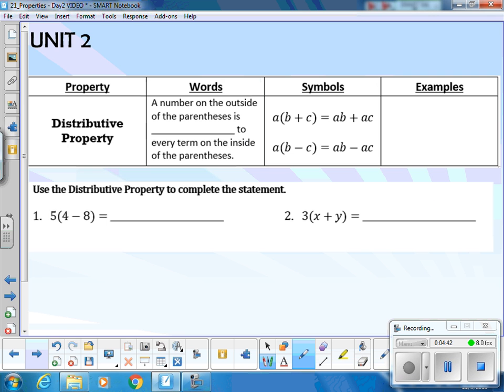So let's look at your notes. In the middle of your notes, under the Angry Birds, you see distributive property and then the definition of what the property means. So what the property basically is saying, it's a number on the outside of the parentheses is distributed, just like the Walmart distribution center. It's distributed or multiplied. That's another way to think of it.